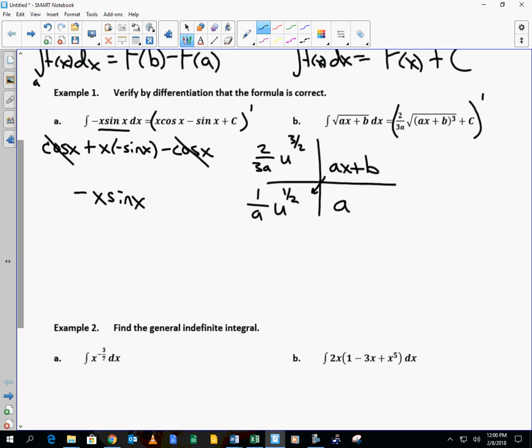Yes. Very good. So now I multiply these two together, right? What happens to the a and the 1 over a? So I'm left with u to the 1/2, or the square root of ax plus b, because the derivative of c, as you said, is 0.